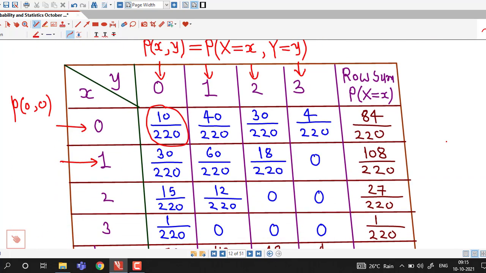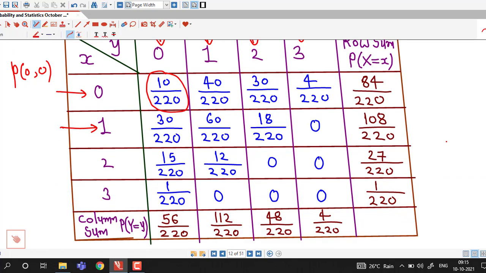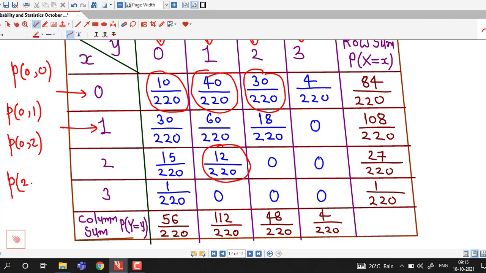So in this way we have written all these joint probability mass function values. This corresponds to the value of joint PMF at ordered pair (0, 1). This is the value of joint PMF at ordered pair (0, 2), and this is for (0, 3). Similarly, if we consider this value, then here x is 2 and y is 1. So it is the value of joint PMF at ordered pair (2, 1).